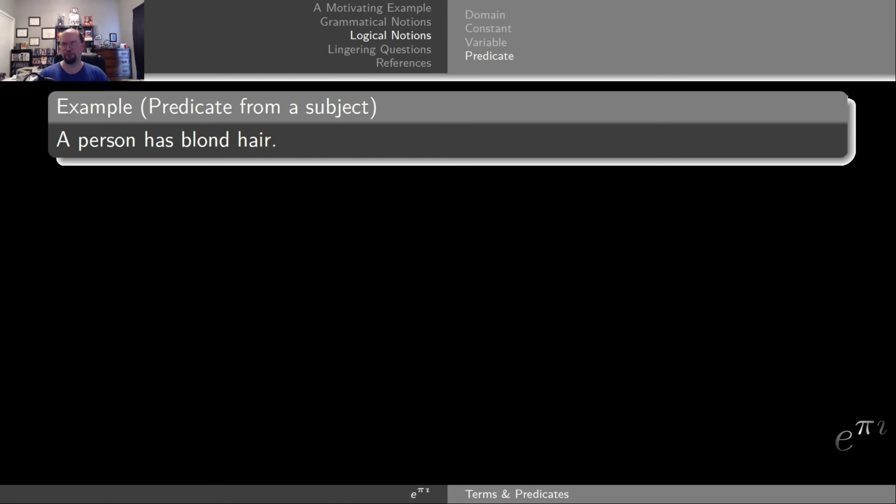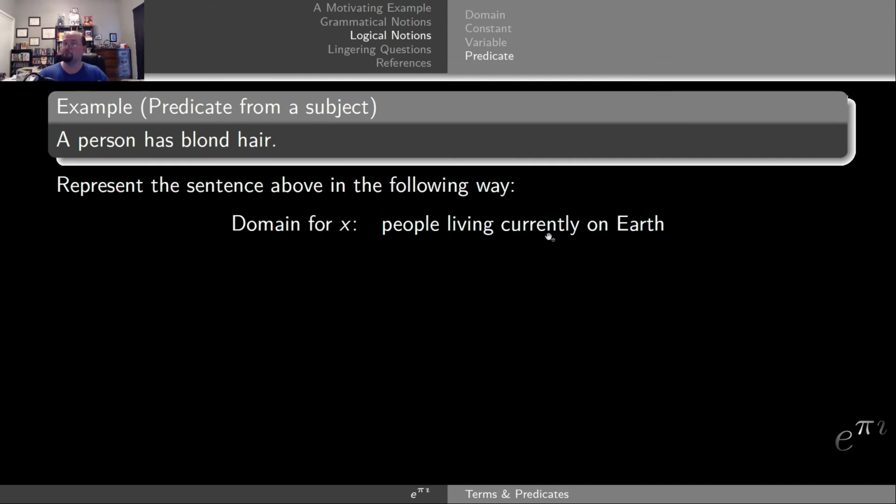First, let's start with a traditional grammatical predicate. Let's consider the sentence, a person has blonde hair. The common noun person is where I'm going to place my variable. So I'm going to represent the sentence in the following way. Where I have person, I'm going to put the variable x. So the domain of x will be people currently living on Earth. Persons, basically. So, if I put x in that place, I have x has blonde hair, which I will denote as B of x, which is your traditional functional way of doing predicates. So B of x is x has blonde hair. This is indeed a traditional grammatical predicate.